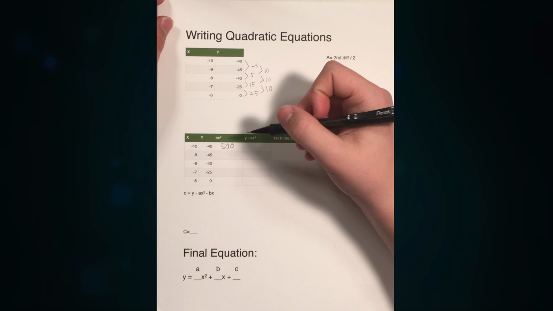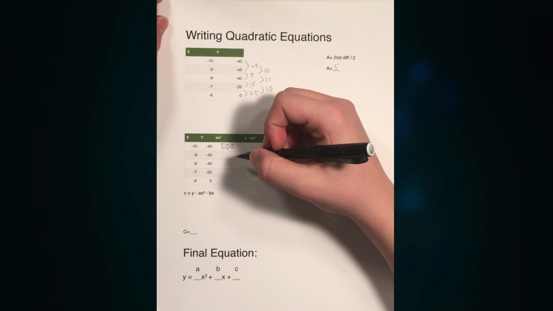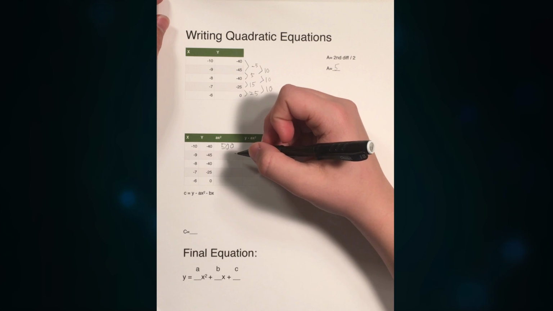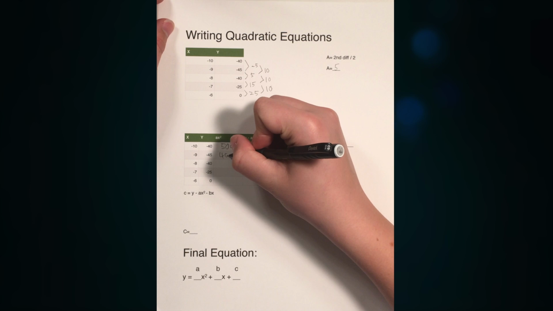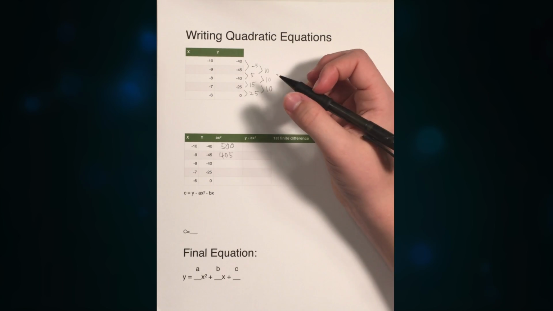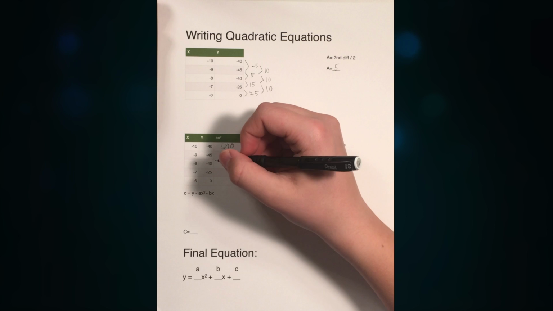Now let's go to the next one. Negative 9 squared is 81. And 81 times 5 is 405. So now I'm just going to finish the rest of this column.